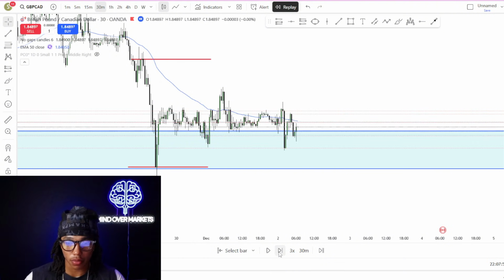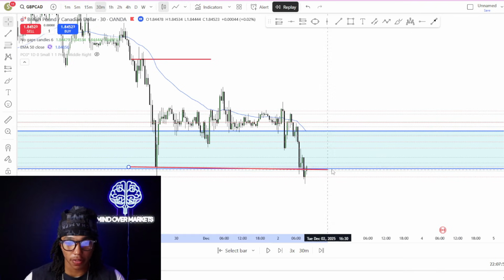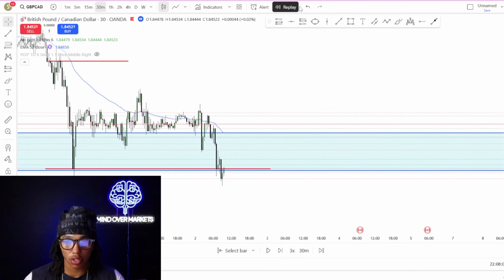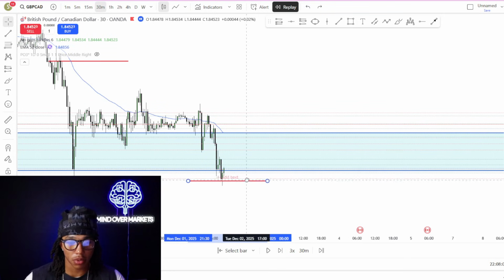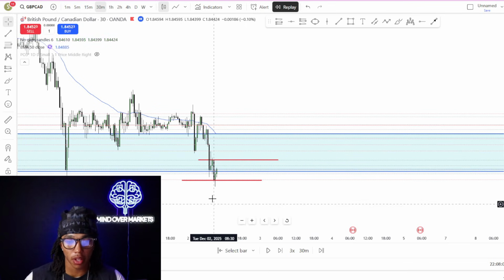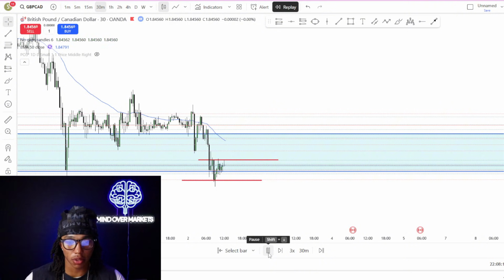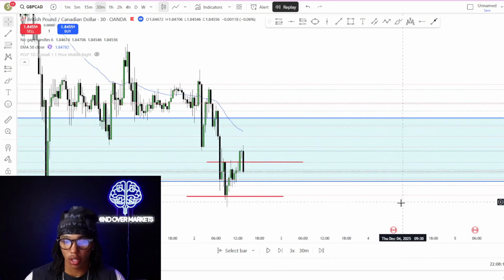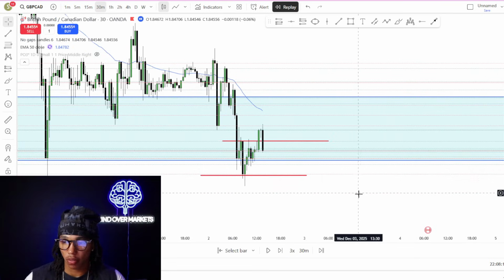Okay, let's just see what happens. Price finally breaks below this low, shifting the structure. So then this becomes our new lower low. This becomes our new lower high. So then now we're just waiting for price to shift structure to bullish. Price shifted bullish. Okay, so we got one of our entries.